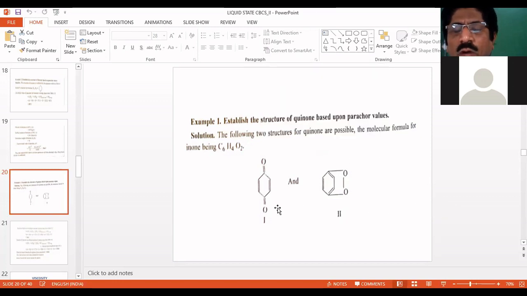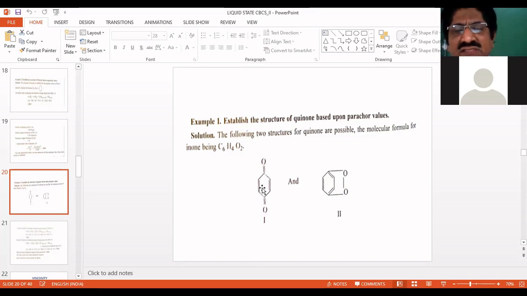Okay. Now, how to confirm that the structure is the correct structure or not? We can once again do the same procedure that I just told you: we have to calculate the parachor by using the atomic and structural parachor by the formula method.